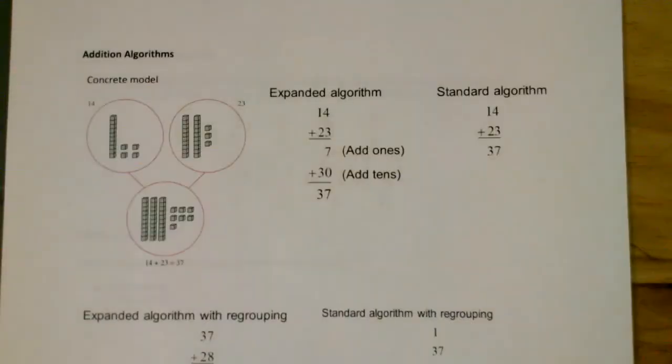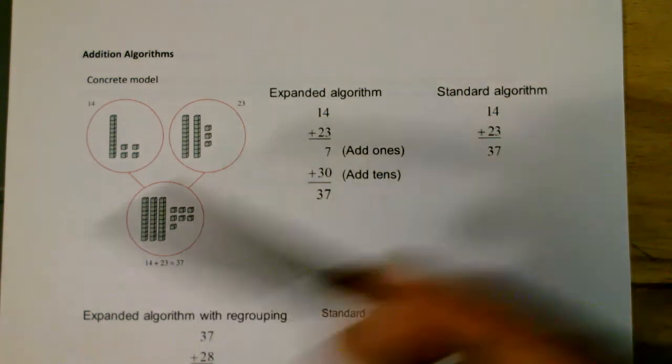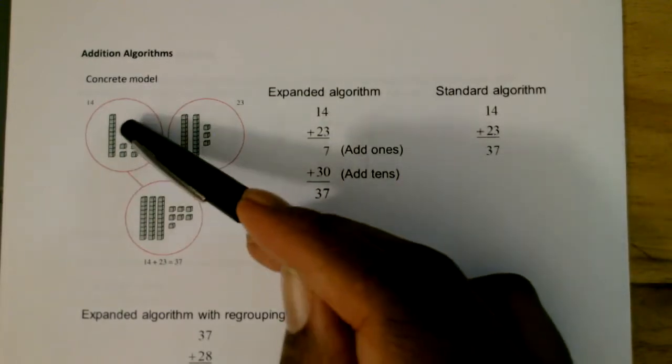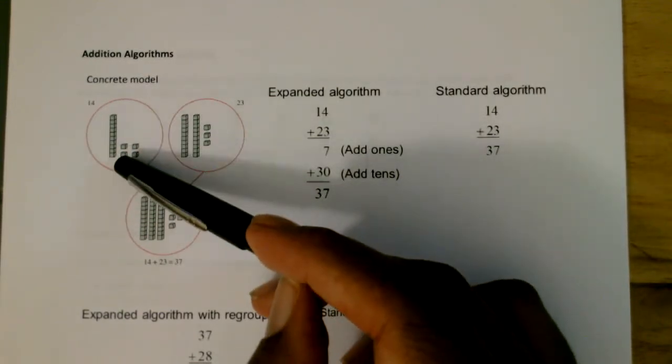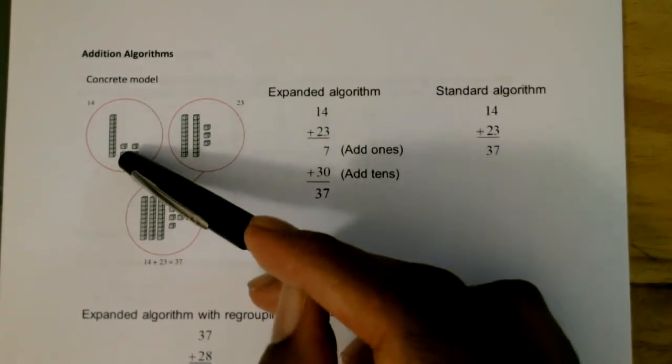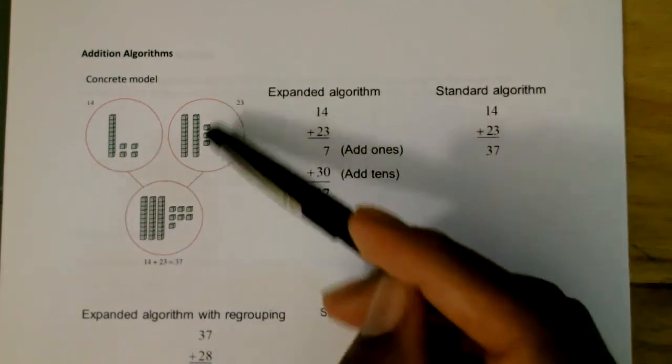All right, now next we're going to look at some algorithms here. One of the algorithms is a concrete model right here. As you can see here, we have one flat, which represents 100, one long representing 10, and 1, 2, 3, 4 unit blocks. That represents the number 14.